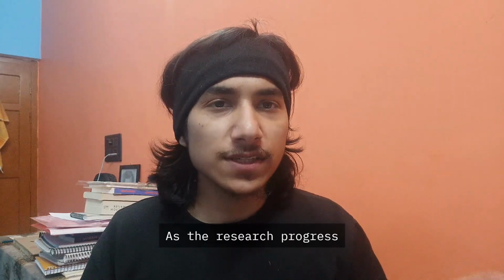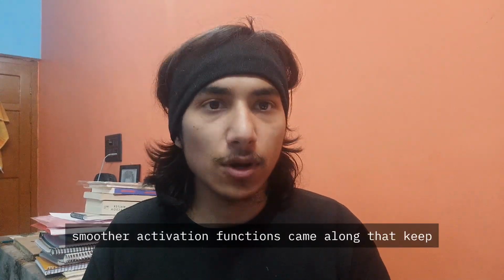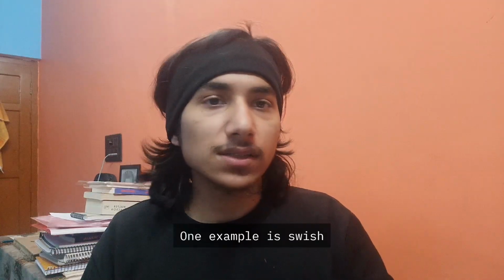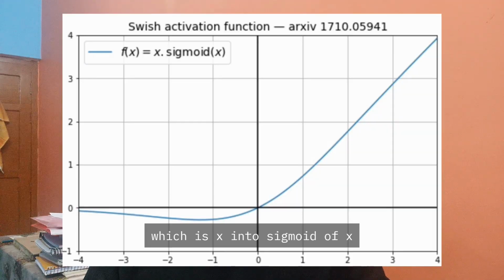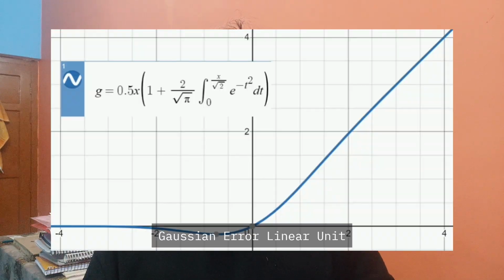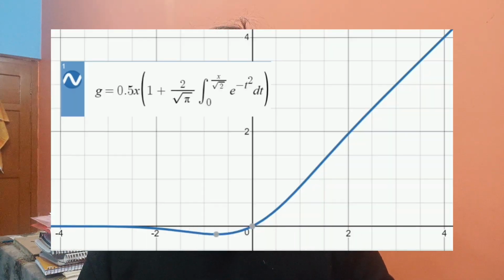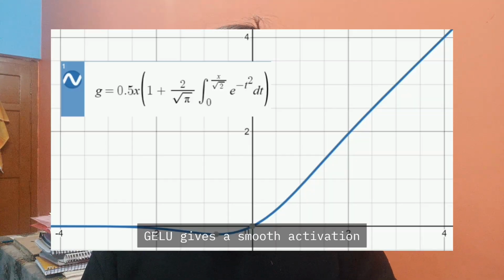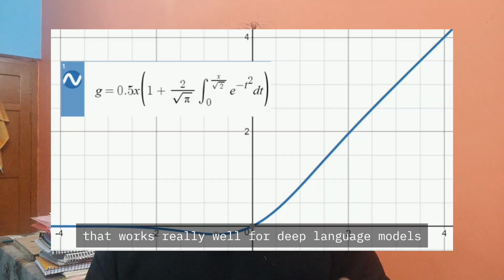As research progressed, smoother activation functions came along that keep gradients flowing everywhere. One example is swish, which is x times sigmoid of x, which is smooth on both sides and captures patterns better than plain ReLU in some tasks. Another is GELU, Gaussian error linear unit, used in big models like BERT and GPT families. Unlike the hard cutoff in ReLU, GELU gives a smooth activation that works really well for deep language models.